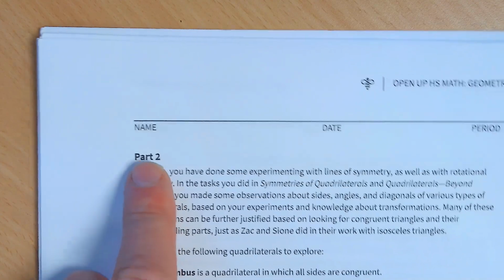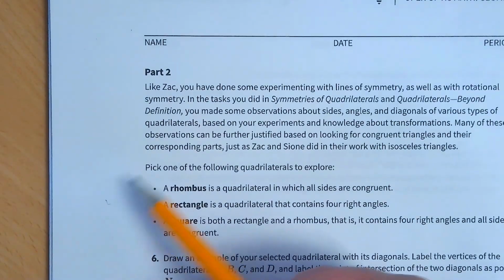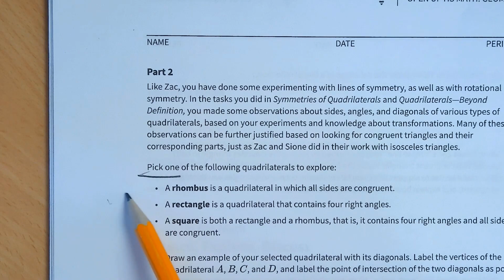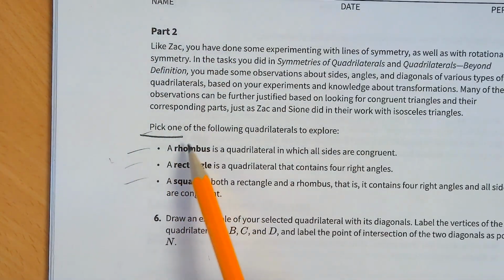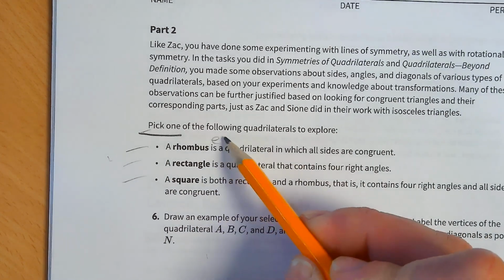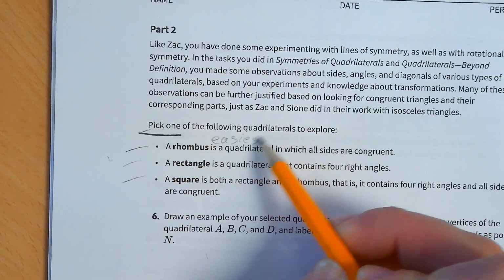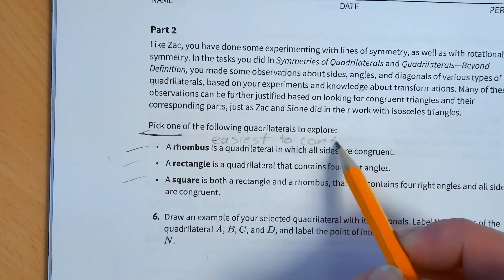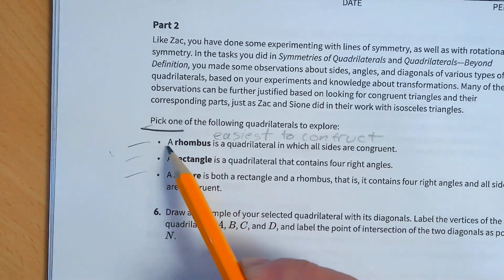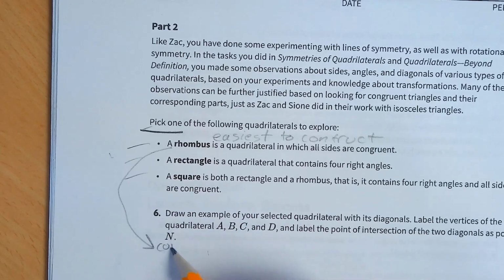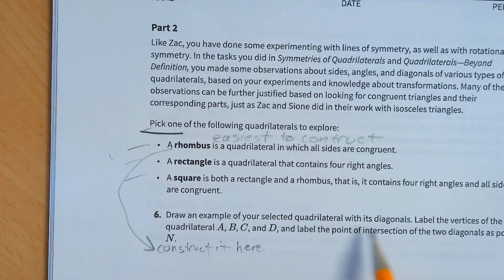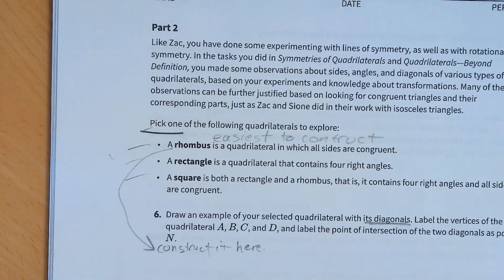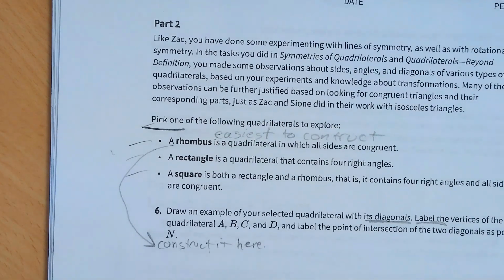Okay, for part 2, you're going to pick one, draw it, or construct it. So probably the rhombus is the easiest to construct because you don't need a right angle. Construct it. Then draw its diagonals. Label. Then make a really nice drawing.